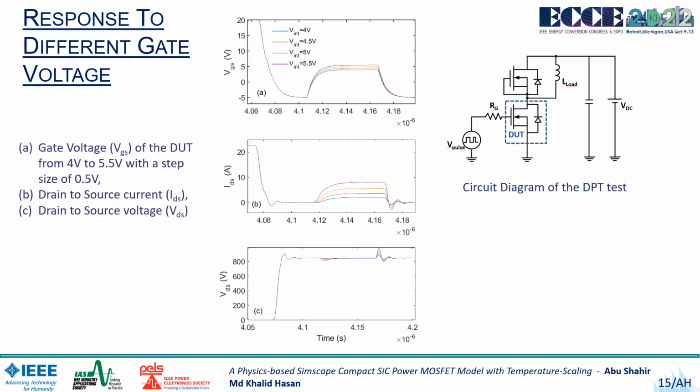The DPT circuit is used to simulate the model performance at different gate voltages. A shows the gate voltage VGS to the DUT, which is varied from 4 volt to 5.5 volt with a step size of 0.5 volt. The response of the Simscape model is plotted as the drain to source current IDS in figure B and the drain to source voltage VDS in figure C. This type of simulation can be helpful for multi-level active gate driver design.